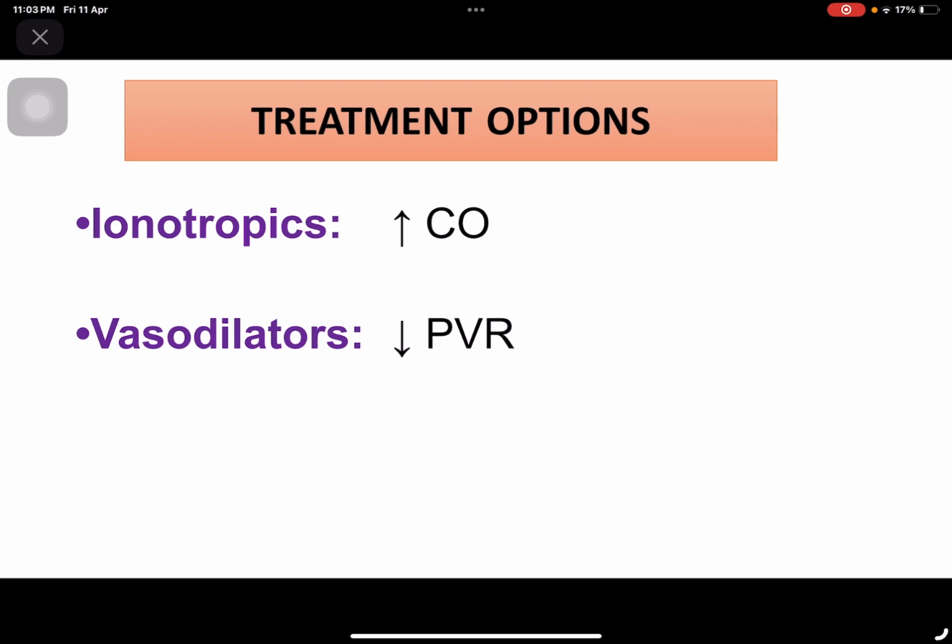Vasodilators are the agents which help in reducing pulmonary and peripheral vascular resistance. The next drug is diuretics. Diuretics are the agents which help in the reduction of edema in the limbs or in the body parts.